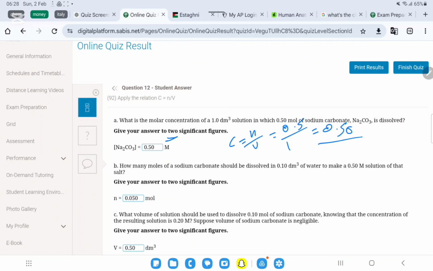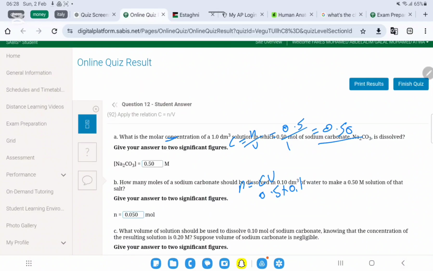For part B, how many moles of sodium carbonate should be dissolved in 0.10 decimeter cubed of water to make a 0.5 molarity solution? So they want the moles, so n equals CV, C is 0.5, V is 0.1. You multiply that in the calculator, you get 1 over 20 or 0.05. 0.05, two significant figures, so you add a 0.